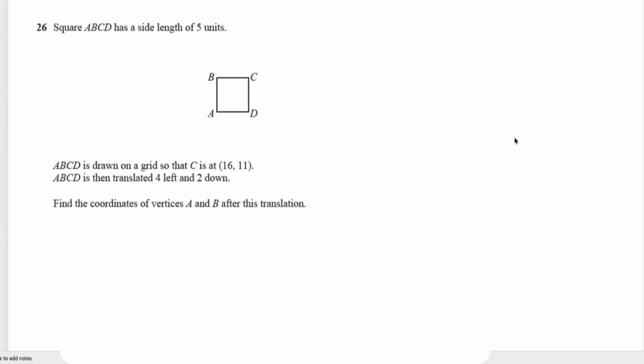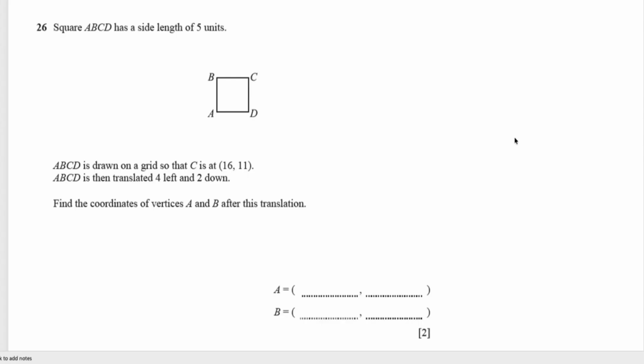Square ABCD has a side length of 5 units. ABCD is drawn on a grid, so that C is at (16, 11). ABCD is then translated 4 left and 2 down. Find the coordinates of vertices A and B after this translation. So what we'll do first is work out the original coordinates of A and B.